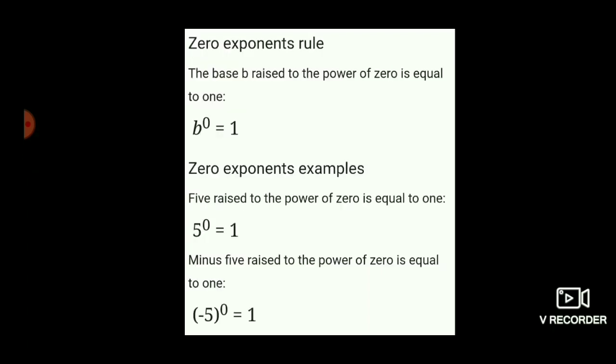The next rule of exponents is the zero exponent rule. Any number raised to the power 0 is always equal to 1. For example, 5 to the power 0 is 1, and minus 5 to the power 0 is also equal to 1.